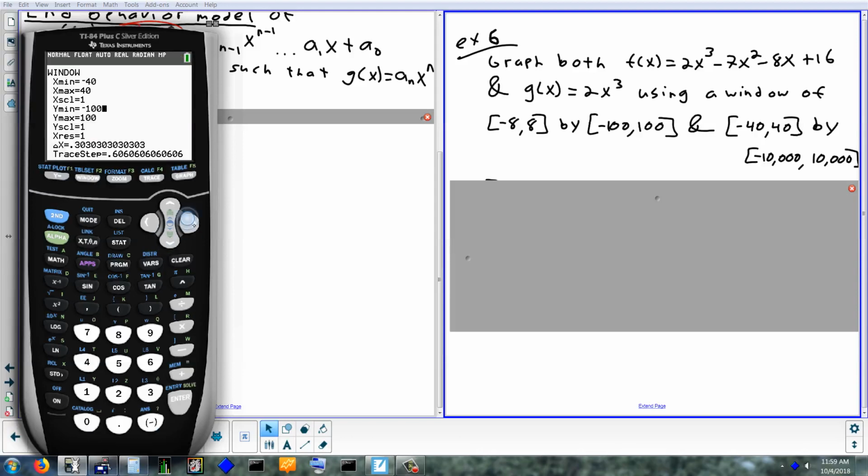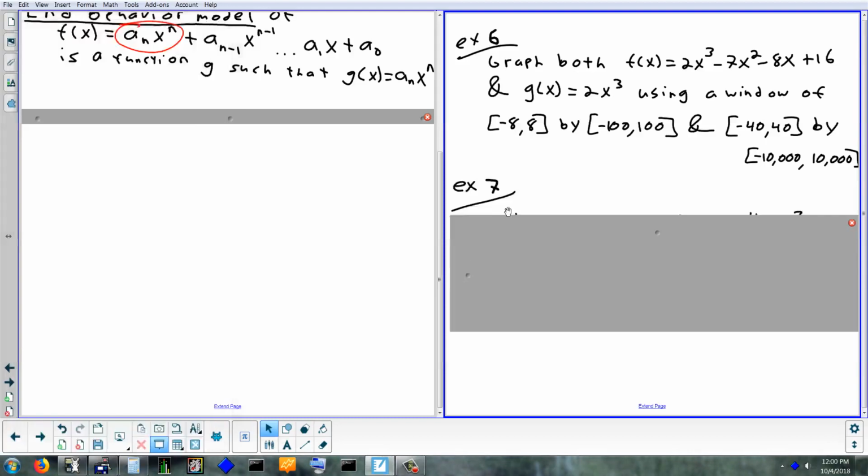Negative 40 to 40. Negative 10,000 to 10,000. I'm graphing the same two things. I didn't change anything that I'm graphing at all. Look at how they look now. How do they look now? They look almost the same. I mean, they're not exactly the same. We know the blue one has some twists and turns, but we're focusing on the big picture. And the first term always gives you the big picture.